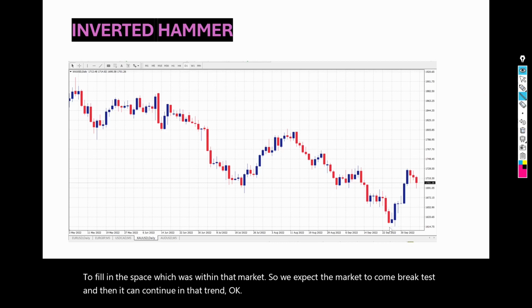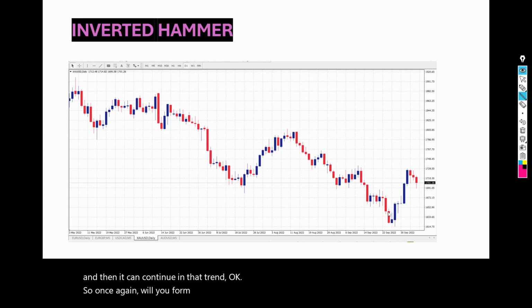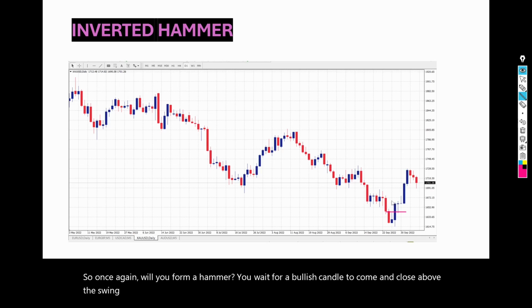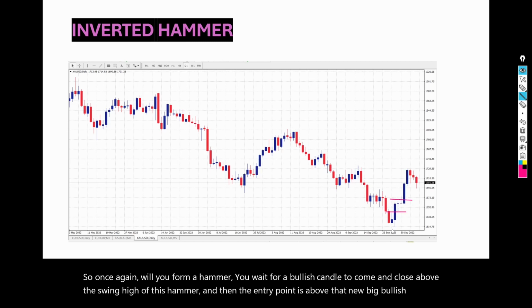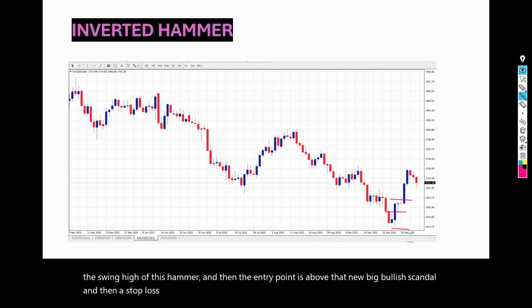so once again, you form a hammer, you wait for a bullish candle to come and close above the swing high of this hammer, and then the entry point is above that new big bullish candle, and then the stop loss is always 1.5 of the ATR. If you didn't watch my video about the ATR, you should go and watch it.